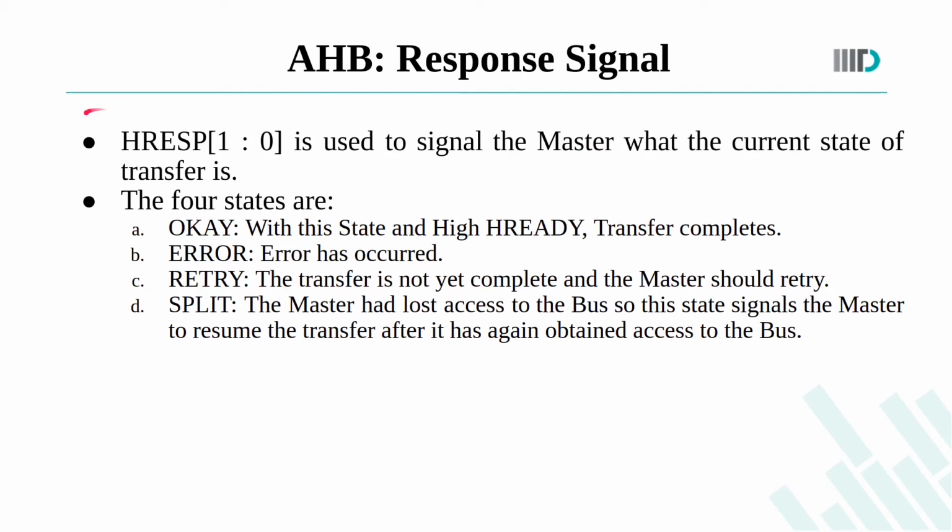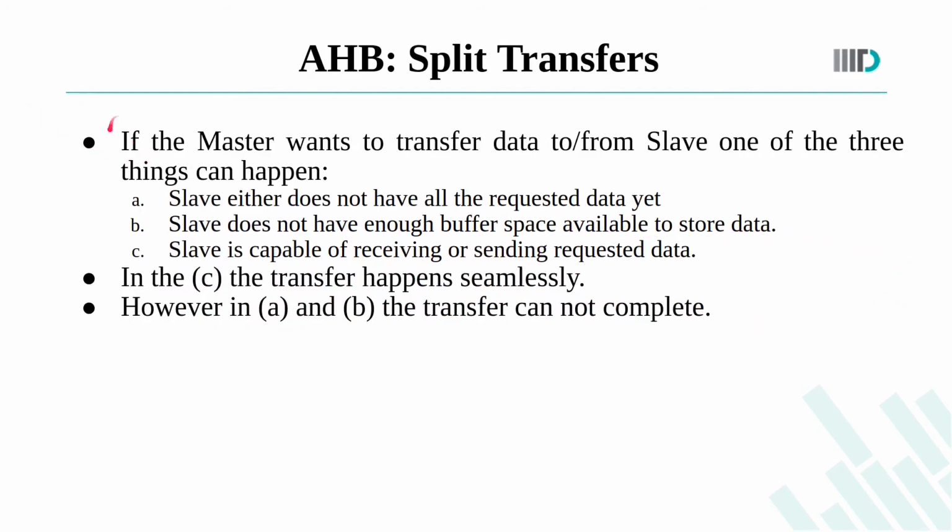And there is the HRESP signal, which is used by the slave to signal the master about what needs to be done. If there is an OKAY signal sent by the slave, then the transfer has completed. If there is an ERROR signal, this means that the transfer could not be completed. RETRY means that it asks the master to retry the transfer, and SPLIT means that the master has lost access to the bus, and the split signal means that the slave is asking the master to resume its transfer. And split transfers are one of the biggest features of the AHB protocol.